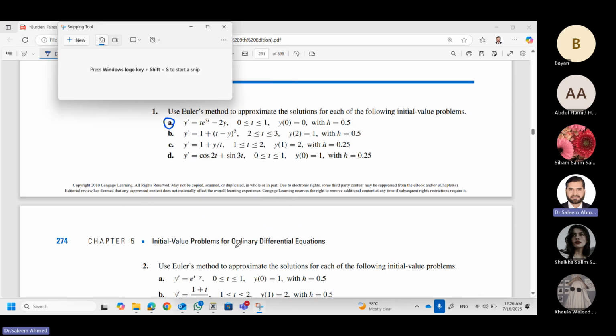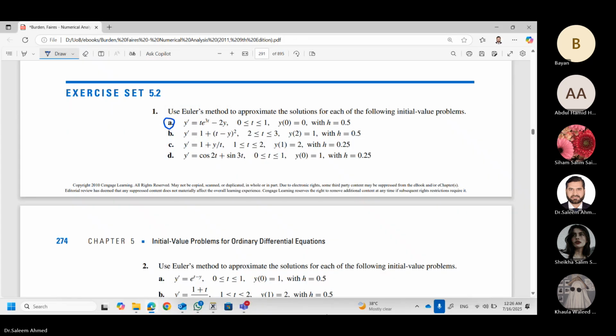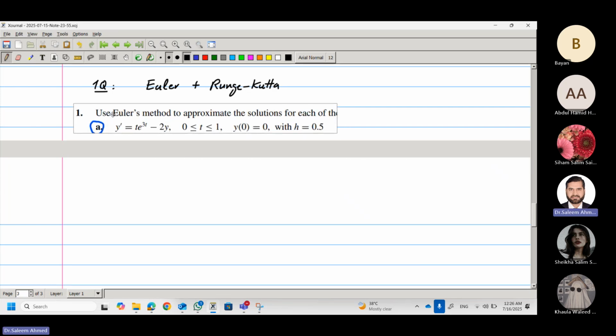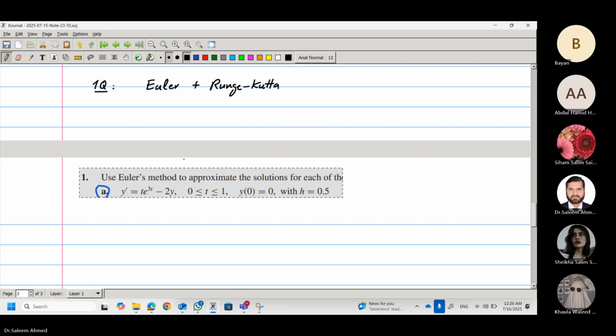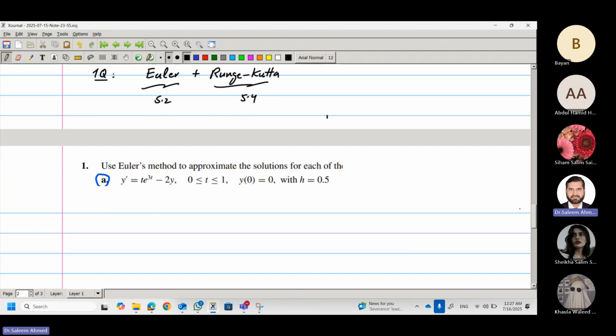But anyway, we can pick that. Use the Euler method to approximate this, right? This is section 5.2. I may give you the same question and say use both methods. Use the Euler method to find the solution, then use the Runge-Kutta method to find the solution. Compare your answers. Which one is better? So in the same question, I may give you both.